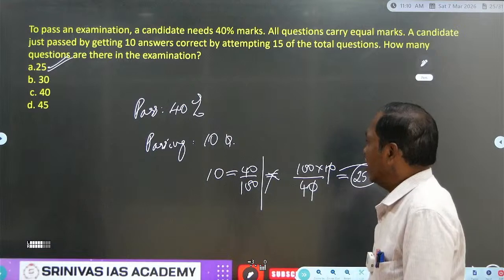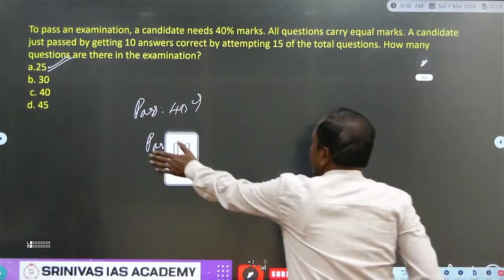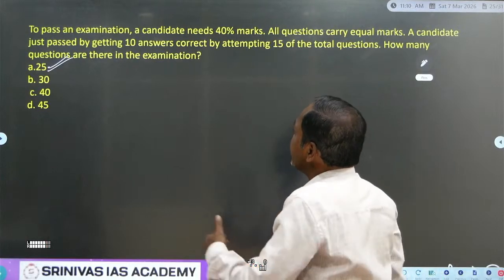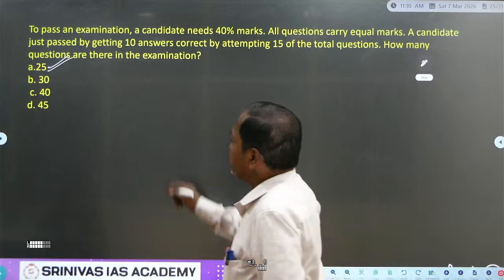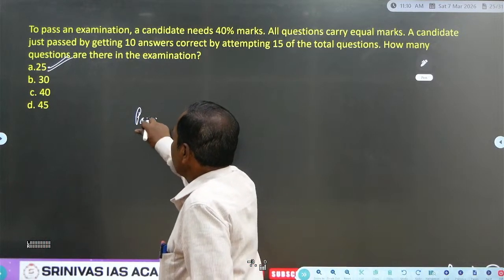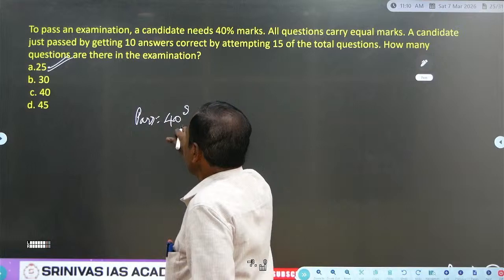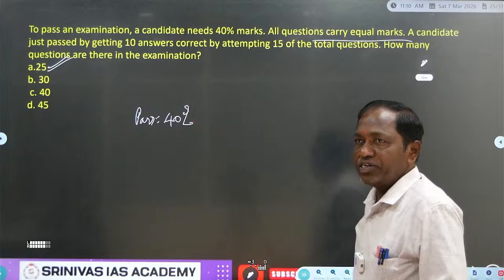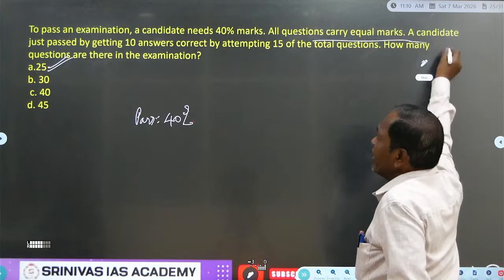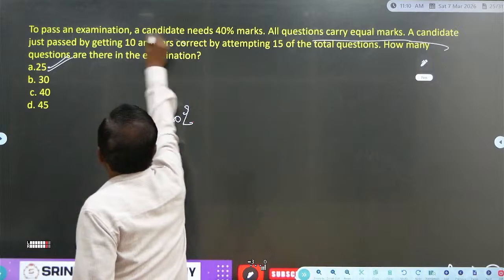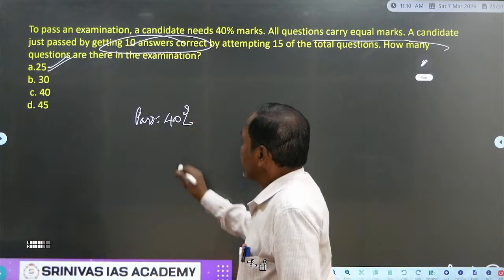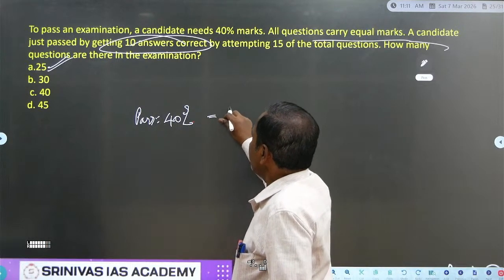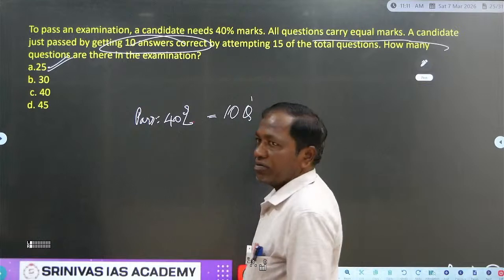Sir, can you explain again? Yes. And see what is given in the question: to pass an examination, a candidate is required to score 40% marks. It means to pass an examination, what is the required marks? 40% passing. All questions carry equal marks. I think we don't need to take any information from this. A candidate just passed by getting 10 answers correct. Okay, it means passing 40% is equal to 10 questions correct.